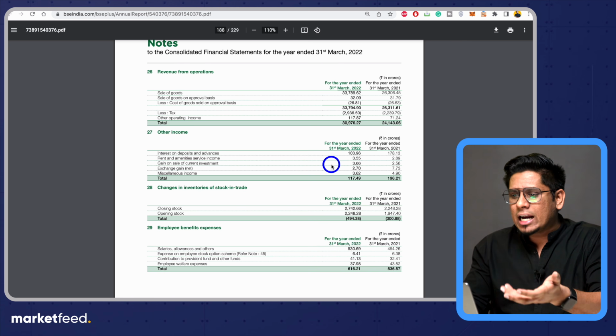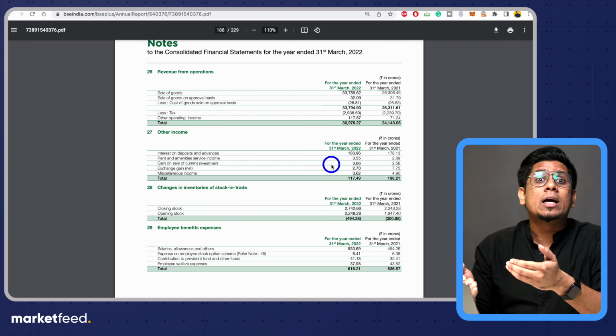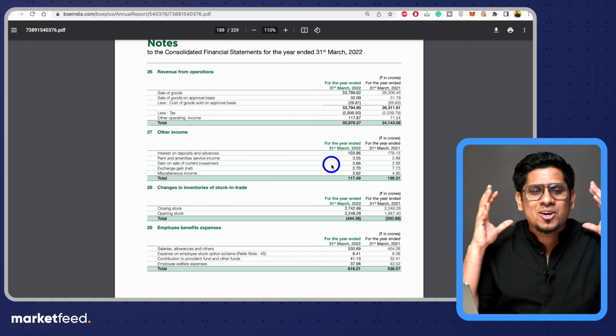So this is Dmart. Maybe that's why there aren't a lot of line items here. Maybe for another company you're analyzing, when you come into other income, maybe there are a lot of other incomes there. You can actually read.